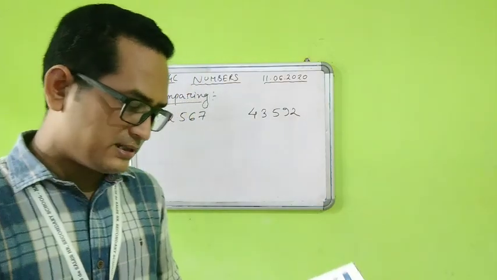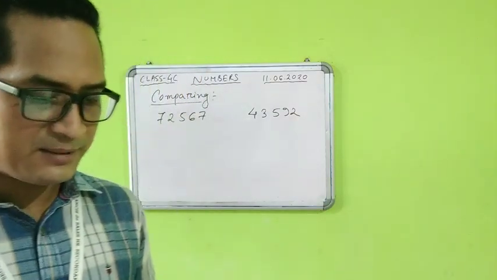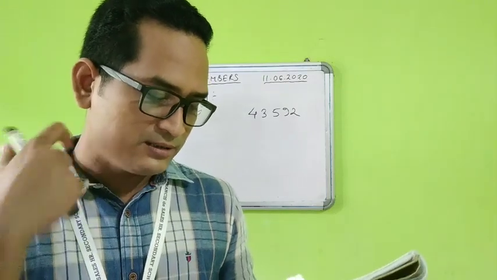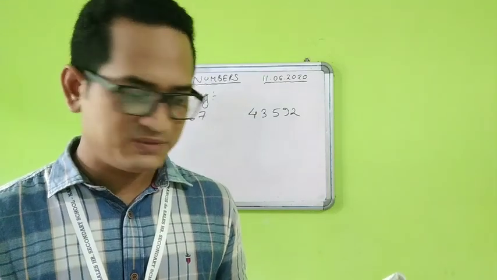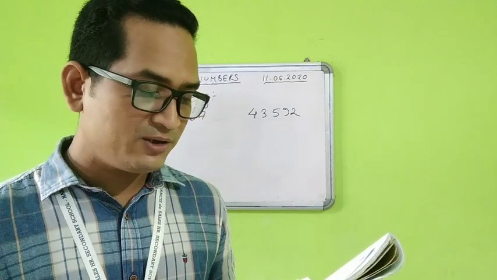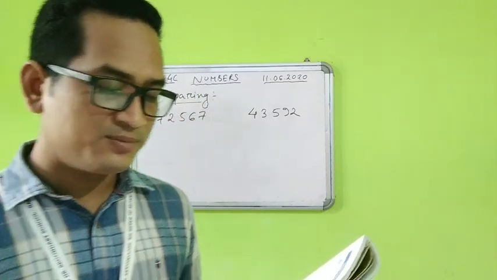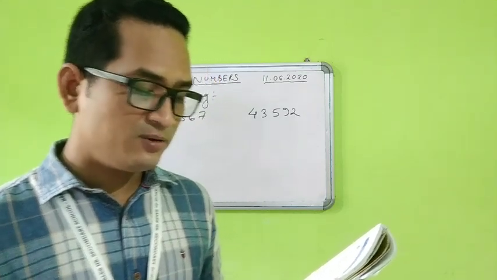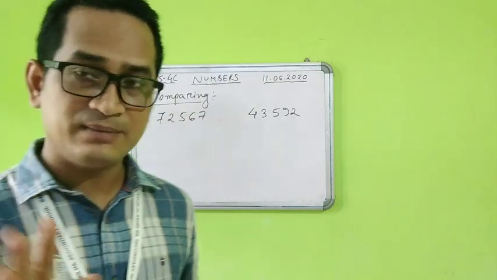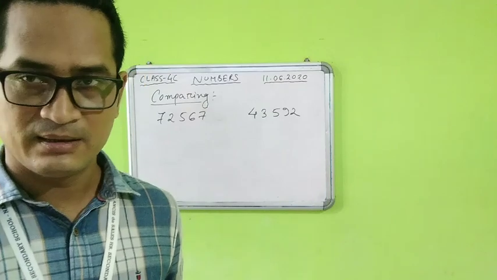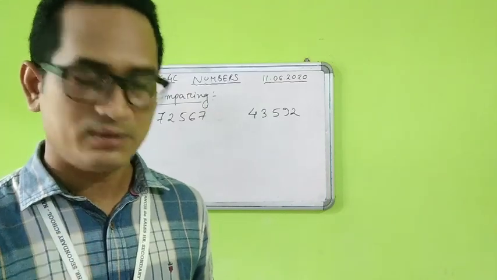First of all students, let us look at the comparing part. The recalling part is that, given any two numbers, we can compare them to find out the greater or the smaller of the two. The knowledge of place value helps us to compare them. So here the place value concept is a must. Then only you will be able to compare two numbers.